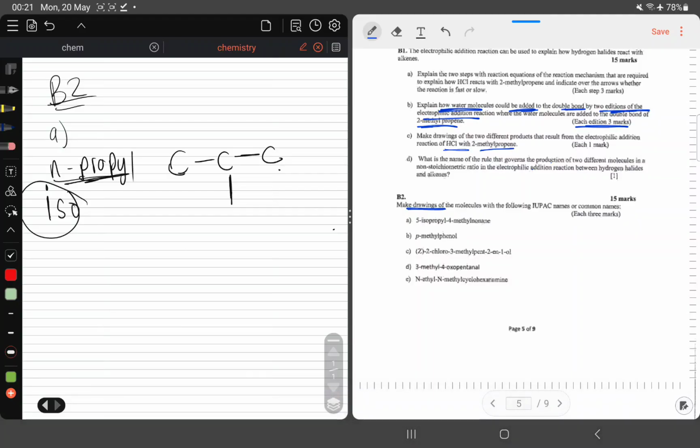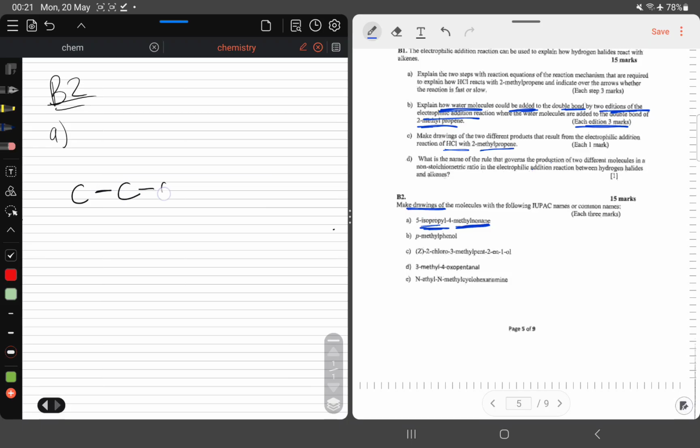Okay, I've removed them. All right, so now we have the isopropyl. So they've told us we have isopropyl, so that means we are joining through the middle carbon of our 3 carbons. Now, when we start, let's start with the main guy, methyl nonane. Nonane, that's an alkane, right? Nonane has 9 carbons in the chain. So let's go. 1, 2, 3, 4, 5, 6, 7, 8, and 9.